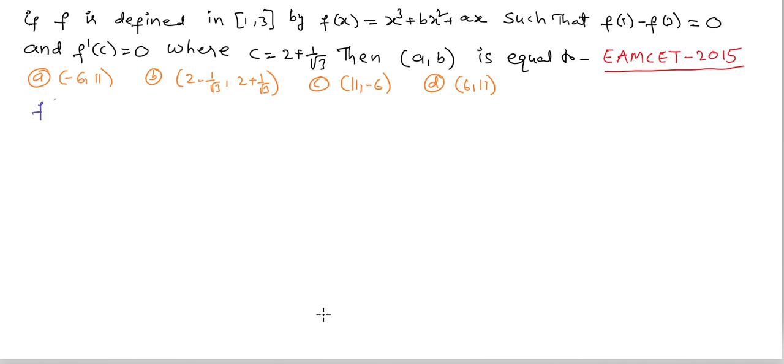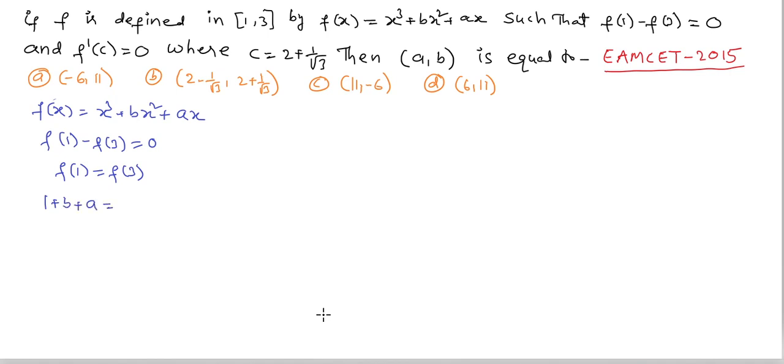Here the function is given, that is f of x is equal to x cube plus b x square plus a x. And f of 1 minus f of 3 is equal to 0. From this equation, f of 1 is equal to f of 3. So substituting these values, 1 plus b plus a is equal to 27 plus 9b plus 3a. From this equation, 9b minus b, that is 8b, plus 2a minus 26 is equal to 0. Take 2 common, that is 4b plus a equal to minus 13.